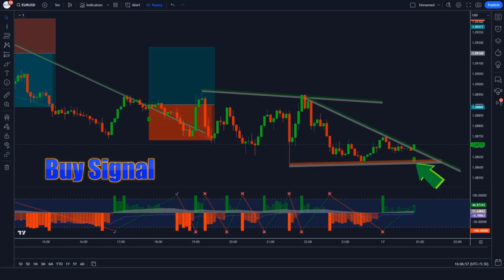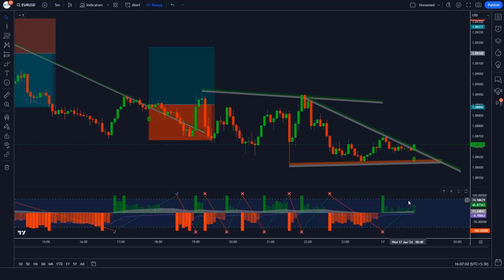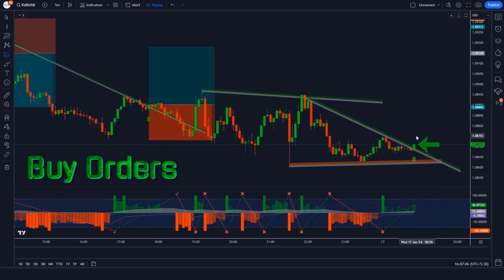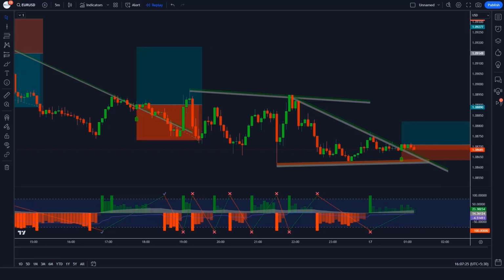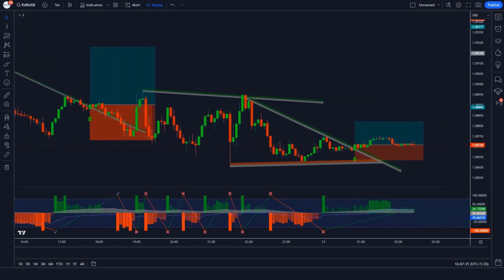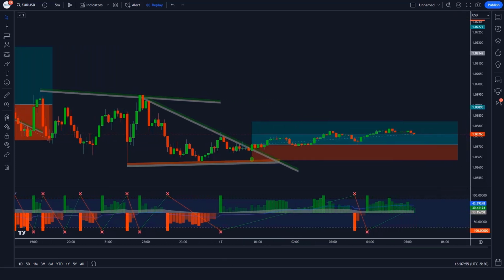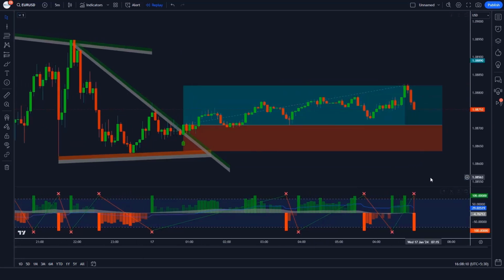The trendline breakouts indicator gives us buy signals. The market has made a bullish candle to give confirmation. And the histogram of the Super Trend Oscillator indicator is a bullish histogram. All these conditions are met, so we will place a buy order. Our stop loss will be placed at the current market's lower low level. And the risk to reward ratio will be 1 to 1.5. The market has completely hit the target. Now we will find other trades.